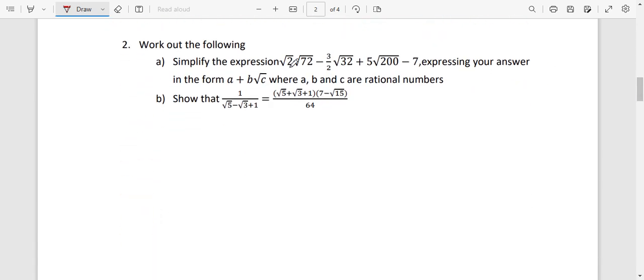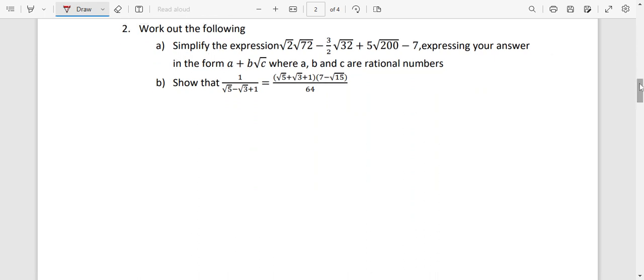Okay, let's consider this one. Work out the following. The first one, simplify the expression square root of 2 square root of 72 minus 3 over 2.